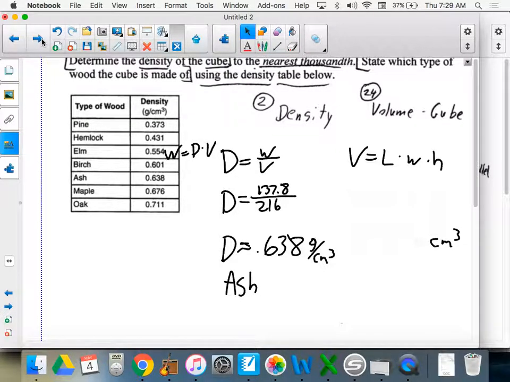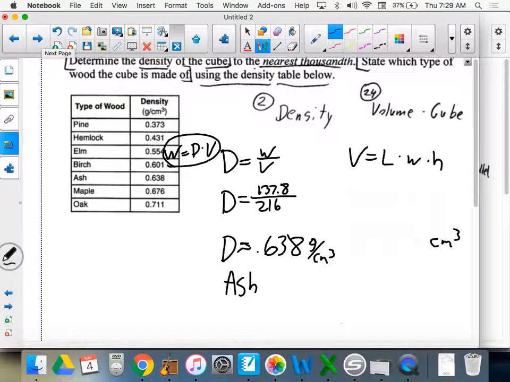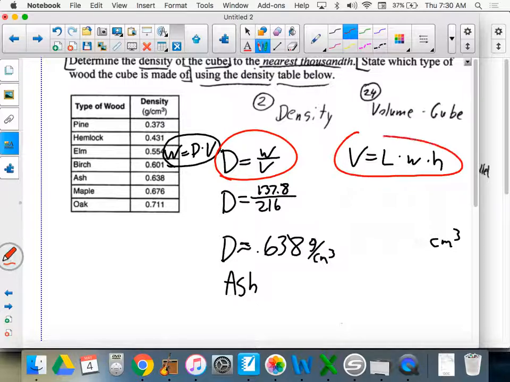Okay, the two rules. So density, the weight formula is density times volume. And you can always manipulate that formula. If I want to get D by itself, I can just divide by V on both sides, making density weight divided by volume. We know the volume formula of a cube is length times width times height, which is important. So let's begin to solve this.